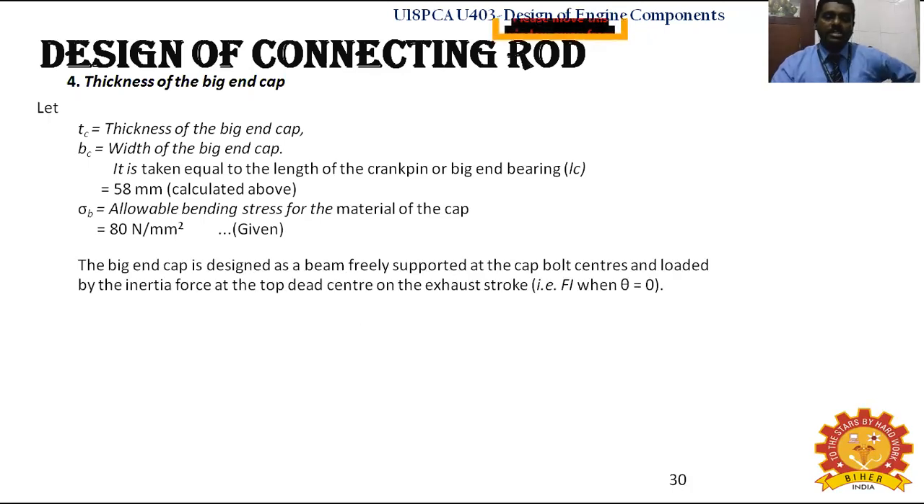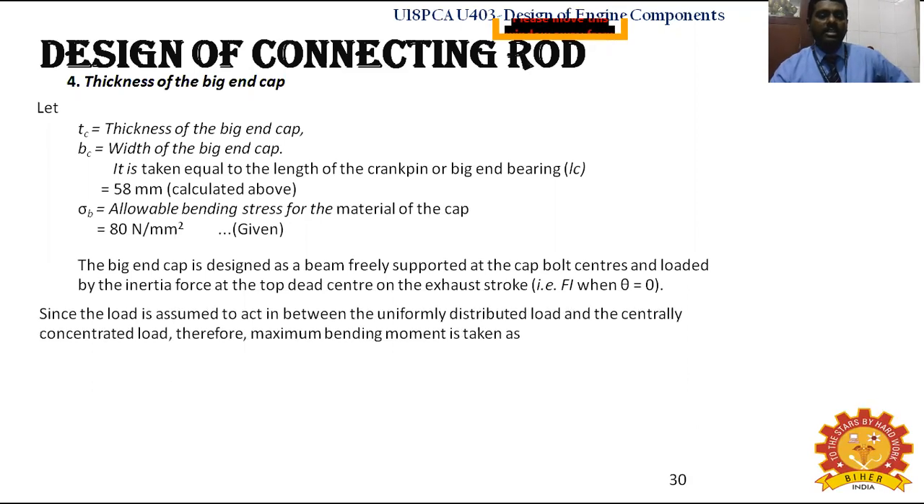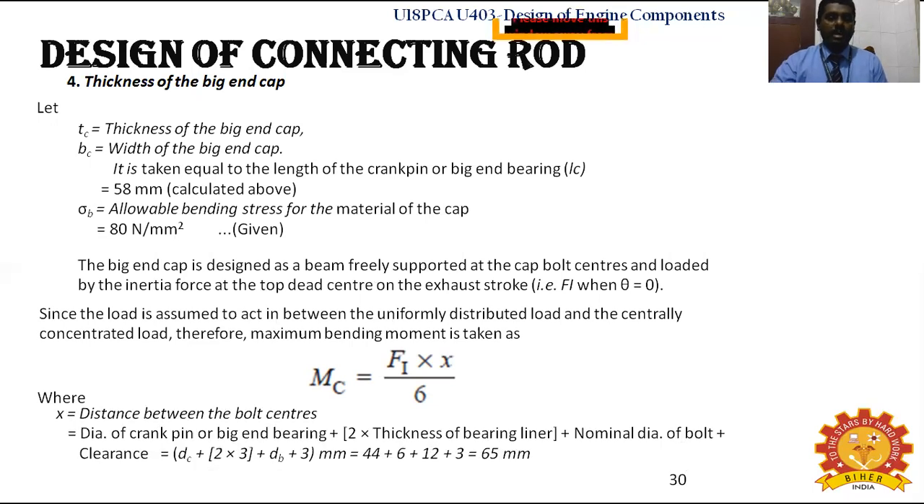So the bearing cap is designed as a beam freely supported at the cap bolt center and loaded by means of inertia force. Whenever theta is 0, we will be having the freely supported case, and we have even solved the formula's derivation for theta equal to 0. Since the load is assumed to act in between the uniformly distributed load and the centrally concentrated load, the maximum bending moment is taken as Fy into x by 6.